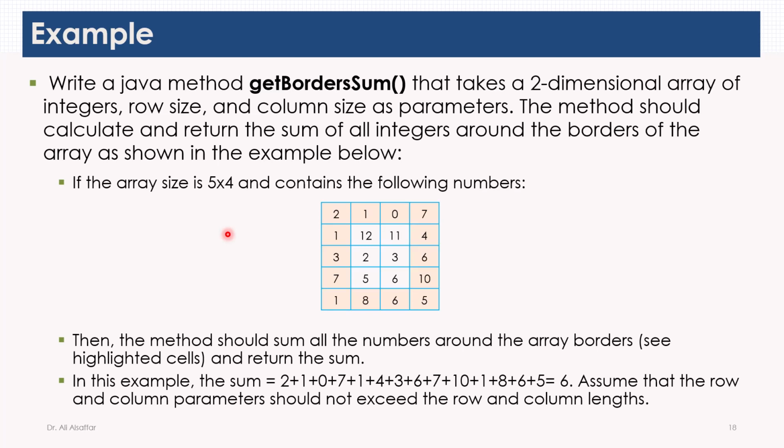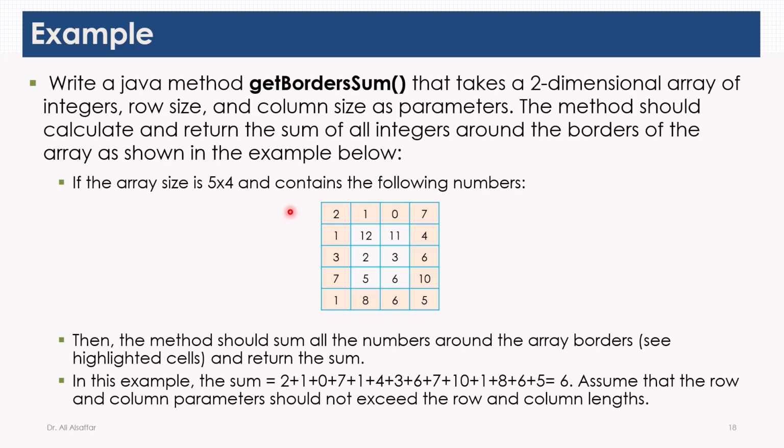Because you are going to visit every element in the array, the thing that you should do when you visit that element is check whether it's on the border or not on the border. So inside the nested loops, whether it is row by row or column by column, whenever we visit an element, we need to see whether this element is on the border or not. So where are the borders and how can we locate them?